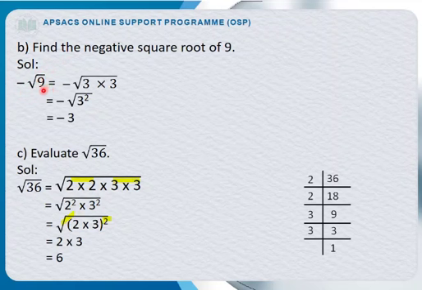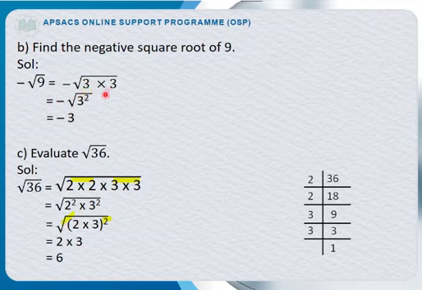As we know that 9 can be divided into 3 into 3. 3 3s are 9. That's why I didn't use prime factorization method. It can be solved easily. Now this negative sign as it is, this square root is as it is.